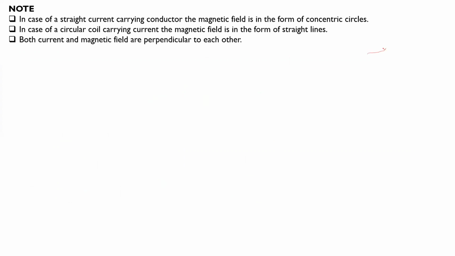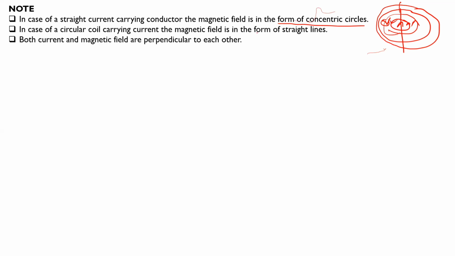So you need to remember that when you have a straight current carrying wire, suppose this was the wire, the magnetic field was inward this side, and outward this side. Inward this side, outward this side, right? So these are in the form of what? Concentric circles. So whenever you are having a straight current carrying conductor, the magnetic field is in the form of concentric circles.